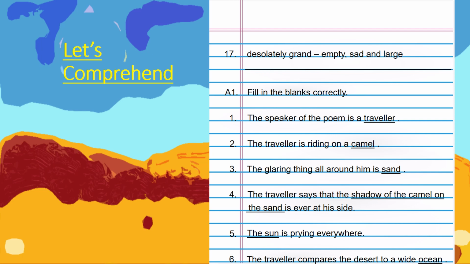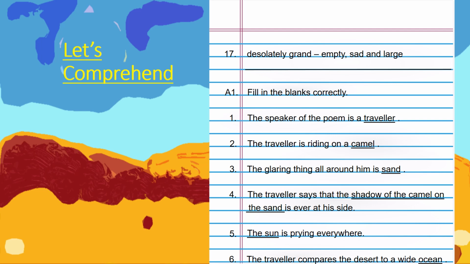So now let's comprehend. After we have learned new words and word bank, let us now comprehend the poem in detail. So the first comprehension exercise in your textbook is about fill in the blanks correctly. Number 1. The speaker of the poem is a traveler. If you observe, I have underlined the word traveler. It was a blank and I had to write the answer above the blank.